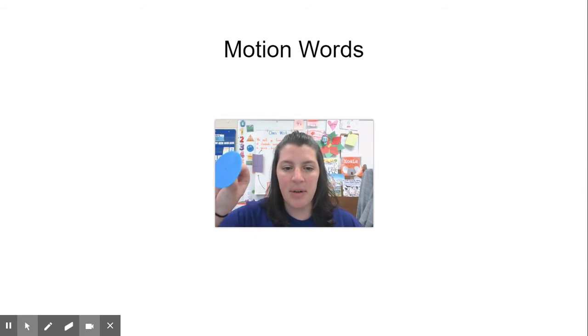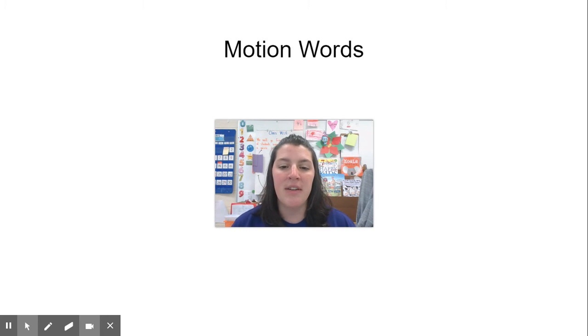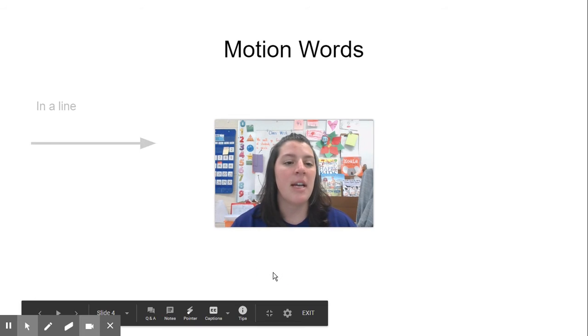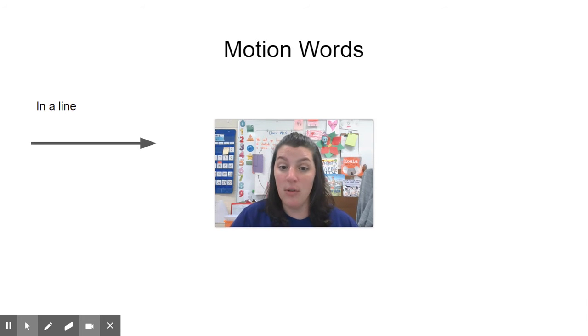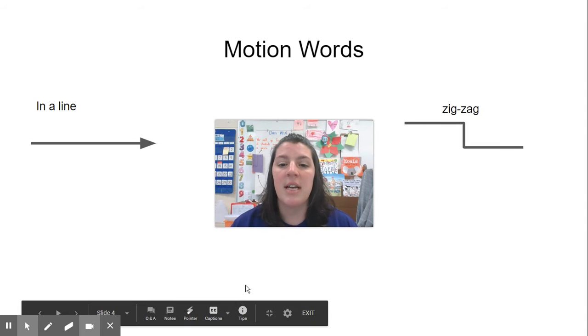Yesterday we did some experimenting with our top, and I asked you to send me a video describing how your top was moving. So let's talk about some of the words you used to describe the motion. Some people said their top moved in a line. It went across the table or the floor in a line. Some people said their top moved in a zigzag.